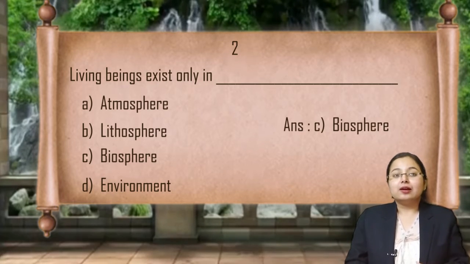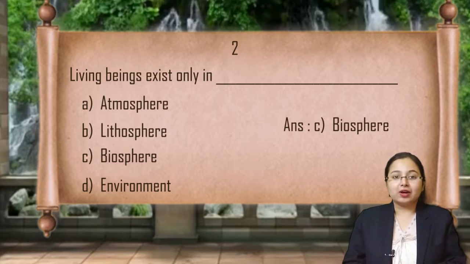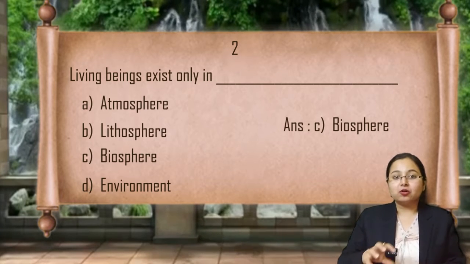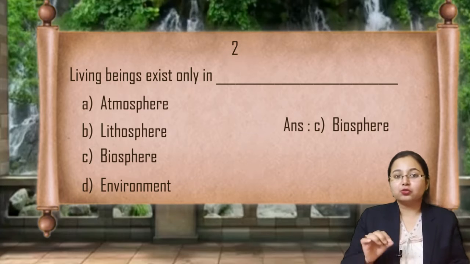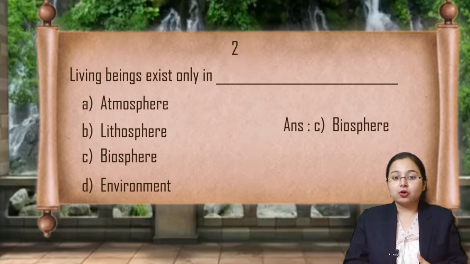There are 3 domains, that is the atmosphere, lithosphere and hydrosphere, and the biosphere is a narrow zone that comprises all the 3, and in this narrow zone life exists. So living beings exist only in the biosphere, that is option C.